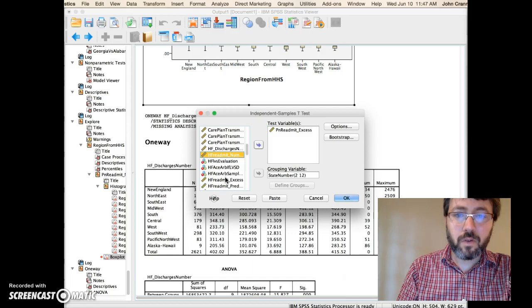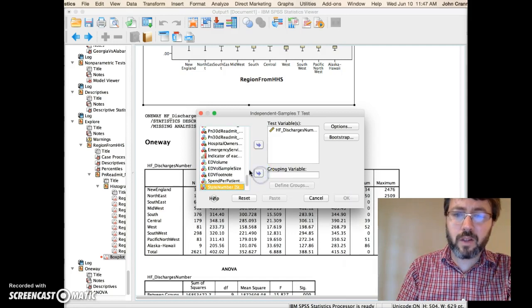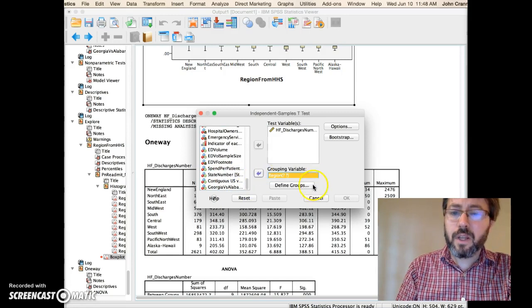So we'll scroll through. Here we are, heart failure discharge number. So we'll put that in our test variable column. And in our grouping variable column, instead of the state number, we're going to remove that, and let's go for region. Now we need to know which region is New England and which region is the South.